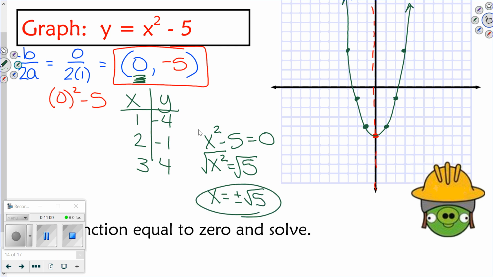Somebody do me a favor, grab your calculator. What's the square root of 5? Big ugly decimal. 2 point something? Look at my graph. Where did it cross the x-axis? About 2 point something, and do you see the negative 2 point something? So here's the positive radical 5, and here's the negative radical 5. So the plus minus is because you have 1 on the plus side and 1 on the minus side.